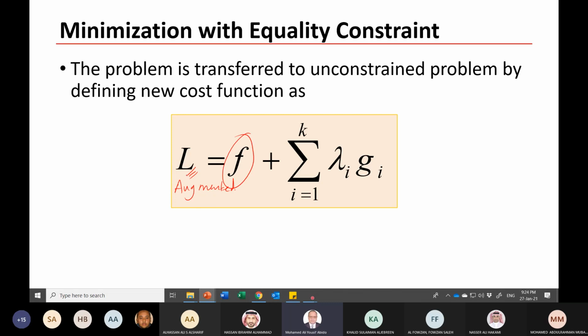What you do here is add another term to the original objective function. This equals the constraint multiplied by a constant or parameter, lambda. So you multiply the constraints by lambda. If you have 2 constraints, 3 constraints, each constraint will be multiplied by lambda 1, lambda 2, lambda 3.